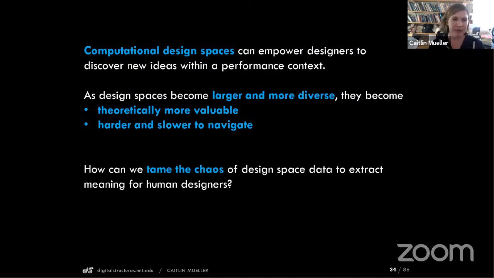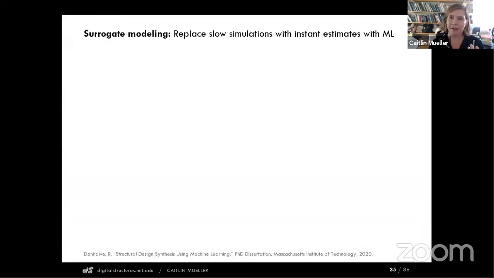And so recently, I've been really interested in this question of how to tame this chaos from a data perspective. If we start to think of these design spaces as large data sets, we can start to apply technologies from data science and machine learning to make sense of them and to develop new representations of them that are more human legible. One of the ways I do that is with a technique called surrogate modeling, which is actually a really old idea that, in other engineering disciplines, is pretty common, but hasn't really been used in buildings until recently. But the idea is to replace slow simulations with instantaneous approximations using regression models.